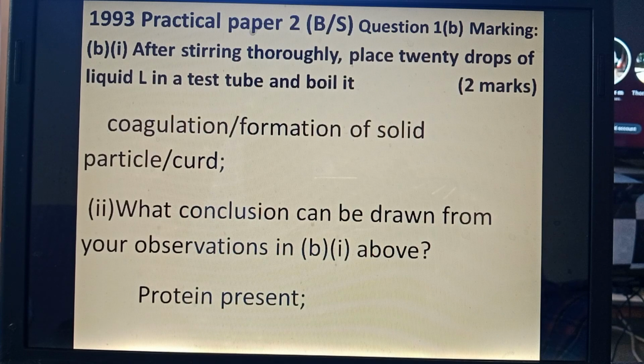Practical question 1B, marking. After stirring thoroughly, place 20 drops of liquid in the test tube and boil it. You find coagulation or formation of a solid particle or curd. What conclusion can be drawn from your observation in B1 above? Protein present.